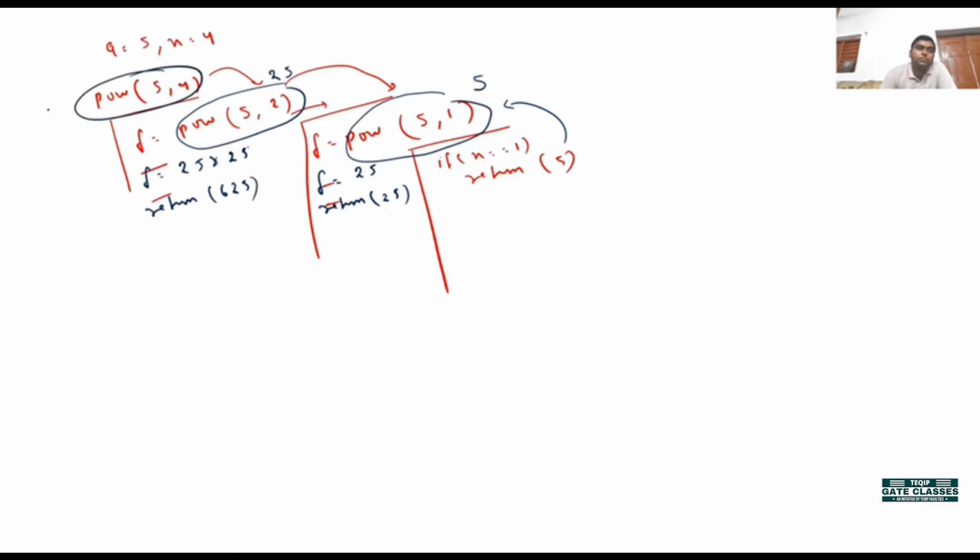Finally, the result of this particular thing is 625. As we are very much aware, 5 raised to the power 4 is 625 in our case. So this is by using divide and conquer.